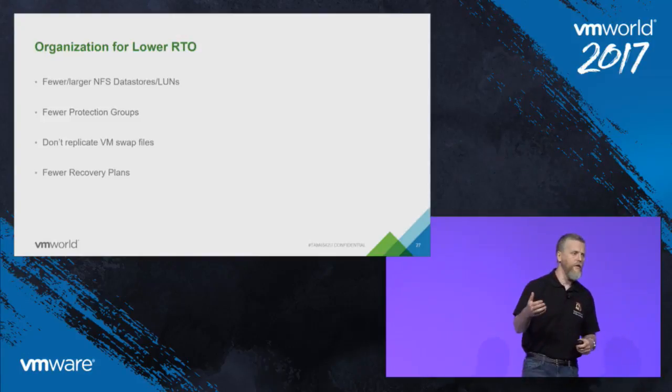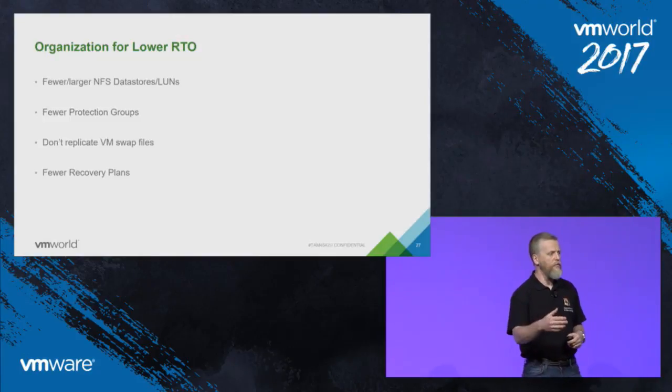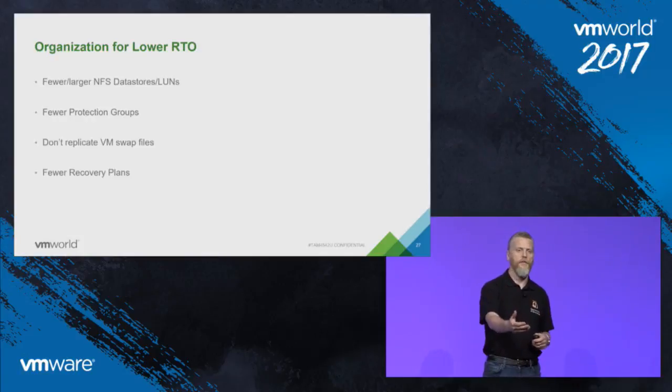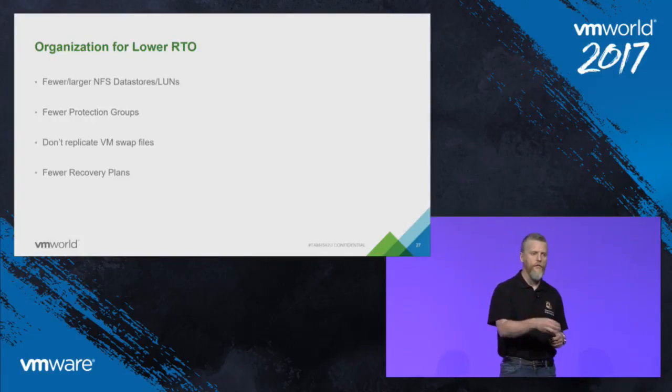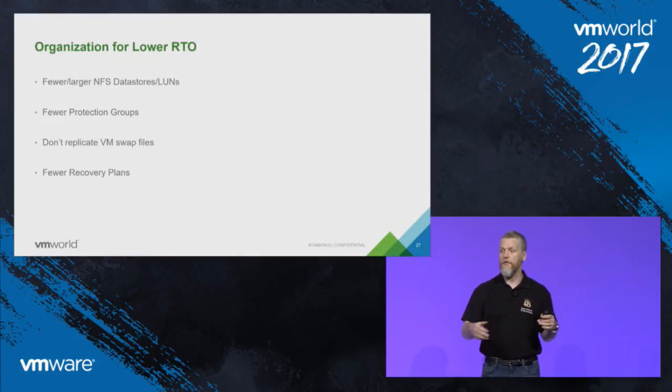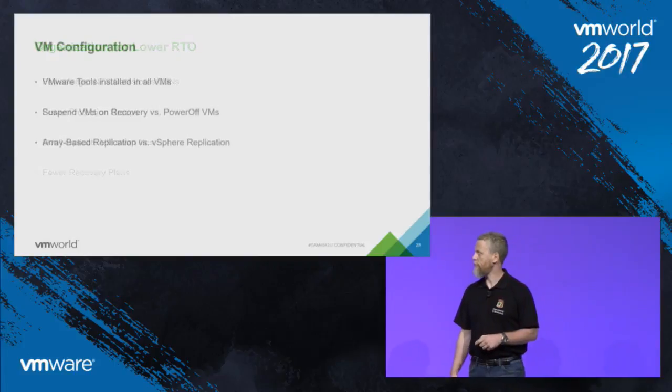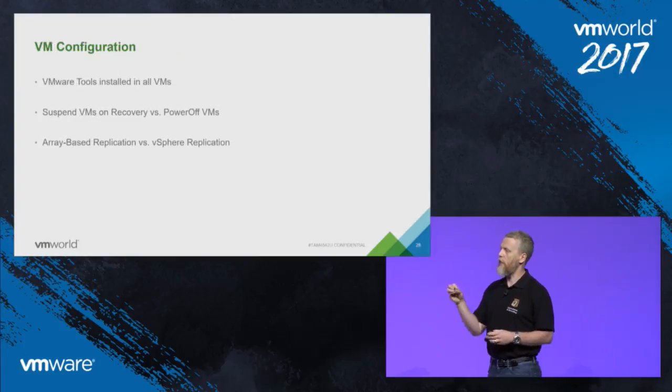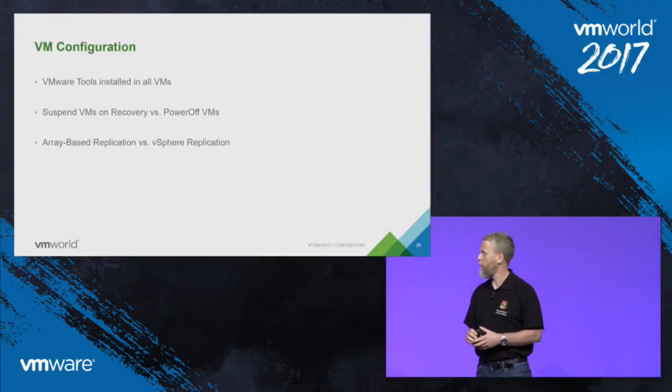So, we talked about how you can have a recovery plan for potentially each different protection group. But if you're looking for speed, running one recovery plan with a bunch of protection groups is going to run faster. A couple other things from a VM configuration standpoint.